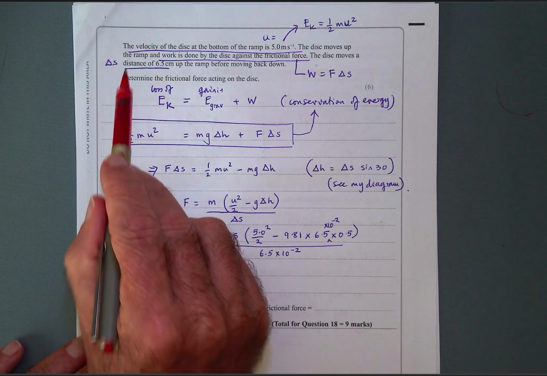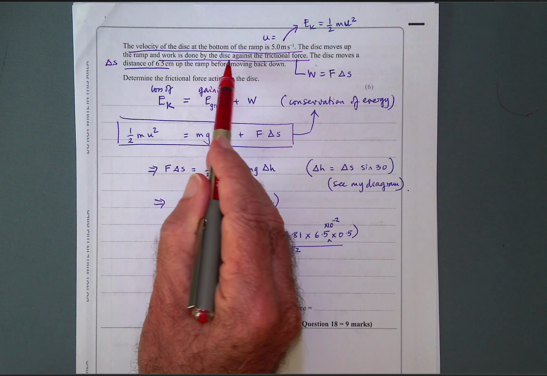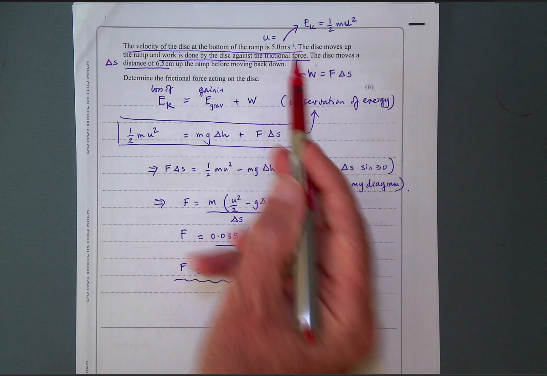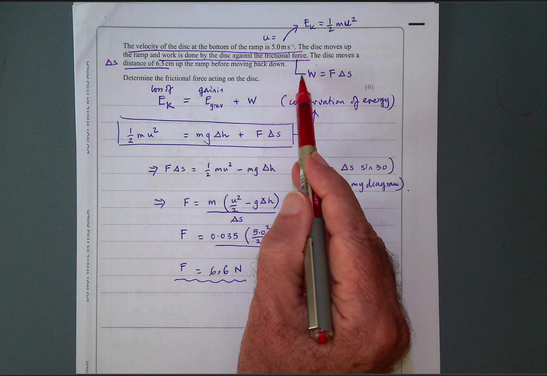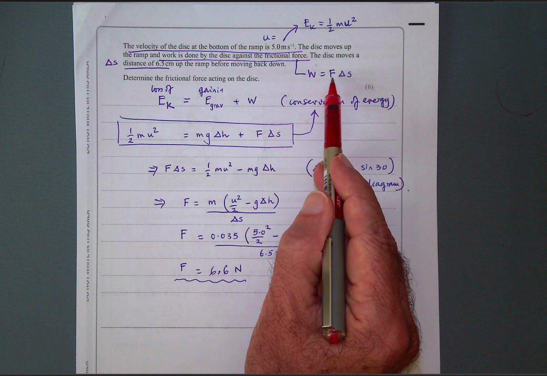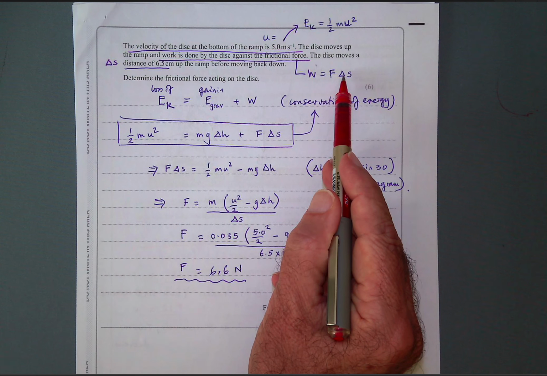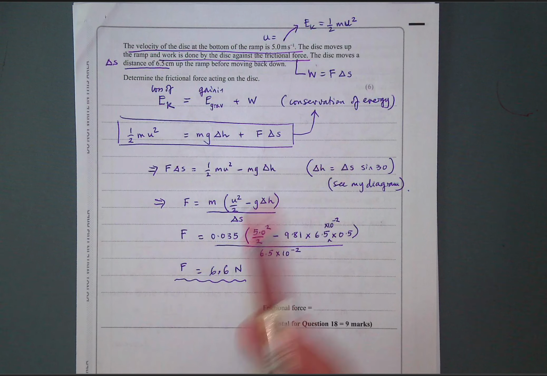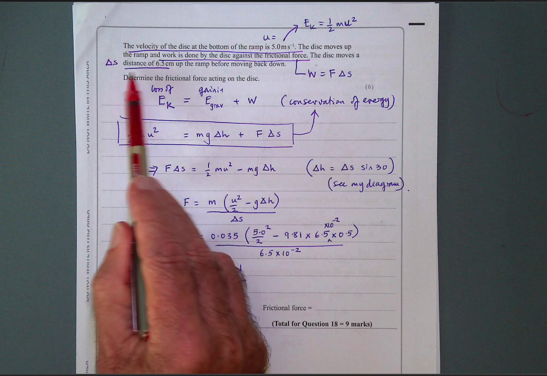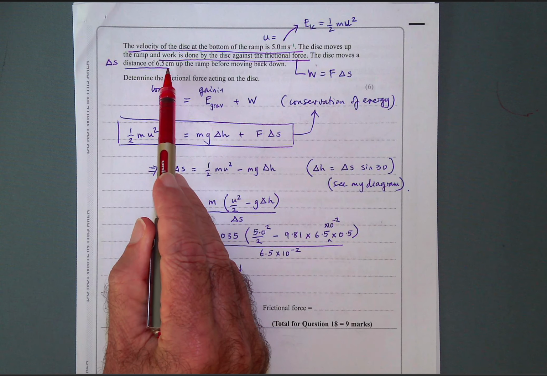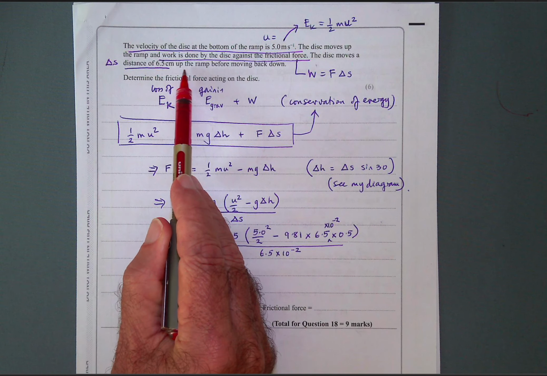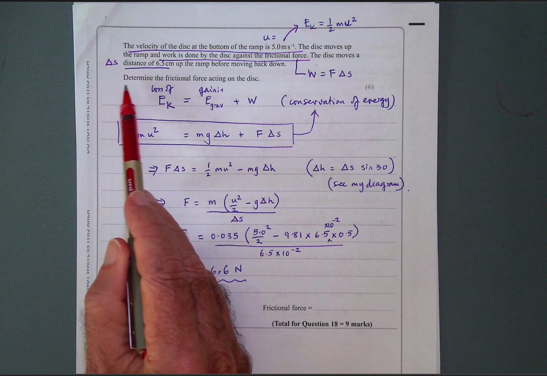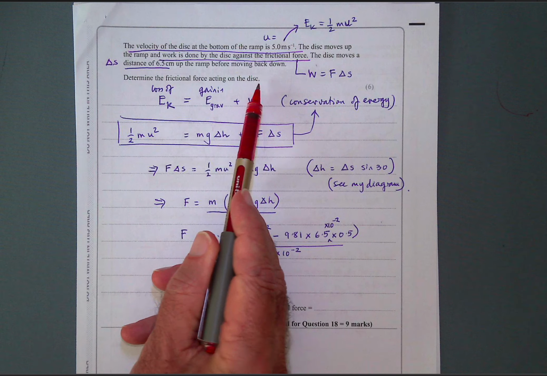The disk moves up the ramp and work is done by the disk against the frictional forces. So there is some friction. So work is done, that means W, work done, is force, frictional force, times the distance up the ramp, which I've shown on the previous diagram. The disk moves up a distance, delta S, of 6.5 centimeters up the ramp before it moves back down. Okay, determine the frictional force acting on the disk.